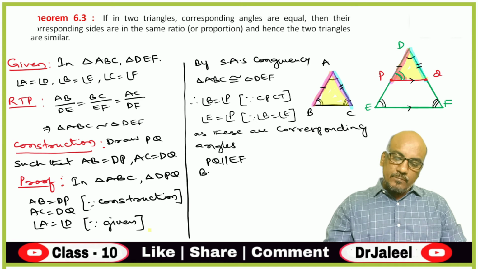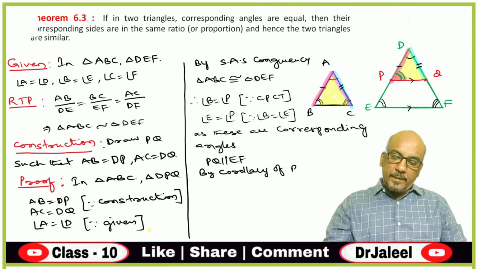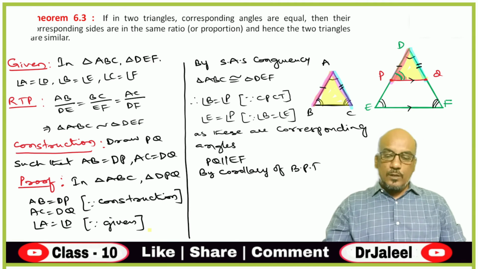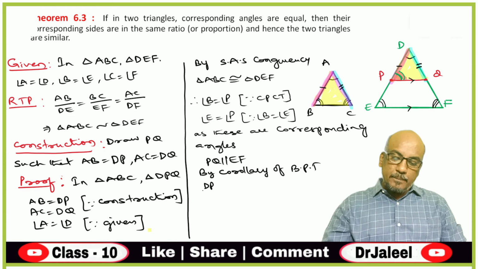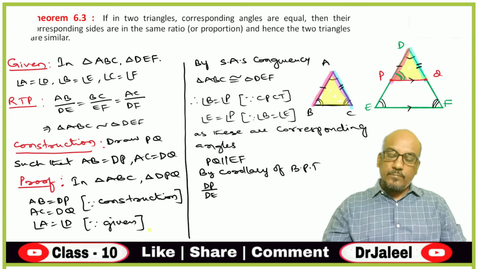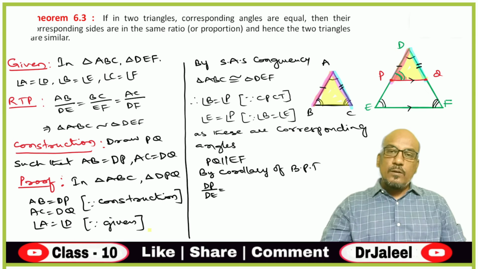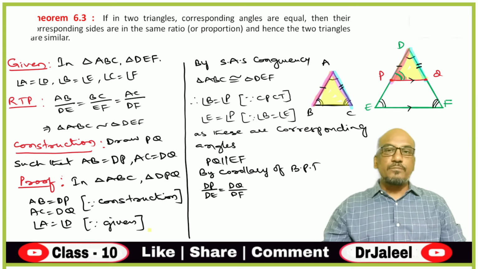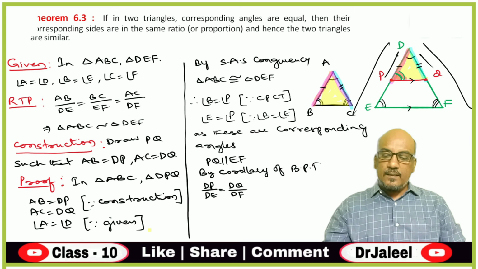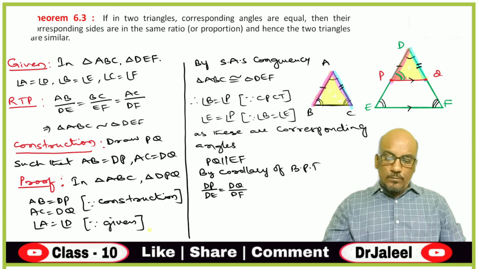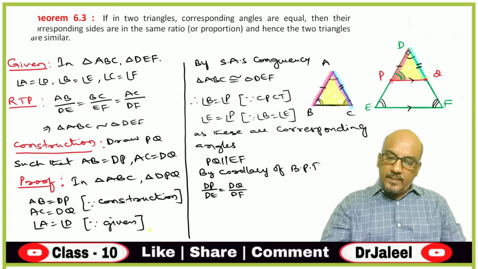By corollary of basic proportionality theorem, we can say that DP by DE is equal to part by whole again, DQ by DF. DP by DE is equal to DQ by DF. So now this DP is equal to what? AB. So I can replace it.